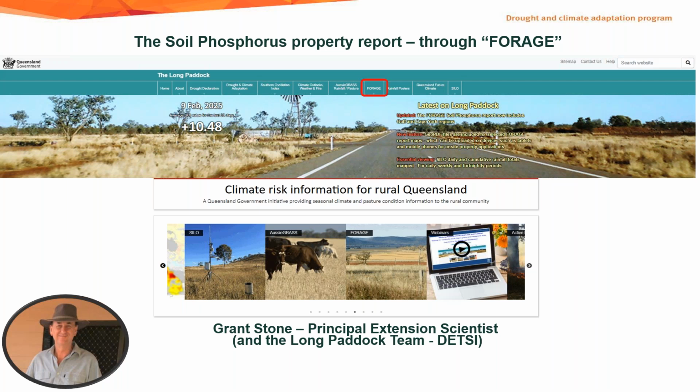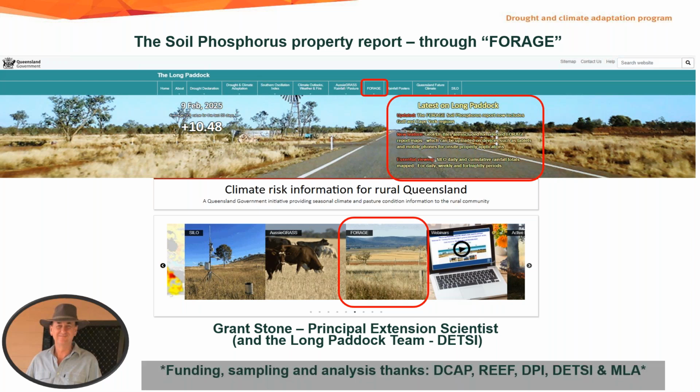we now represent it. So on the Long Paddock website, up to the forage tab there, or down here on the carousel, will take you to the forage page. In latest on Long Paddock, you'll see there that we relate the new soil phosphorus report. So you can click on that link, it'll take you straight through.